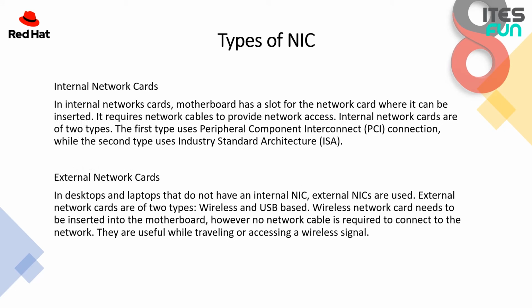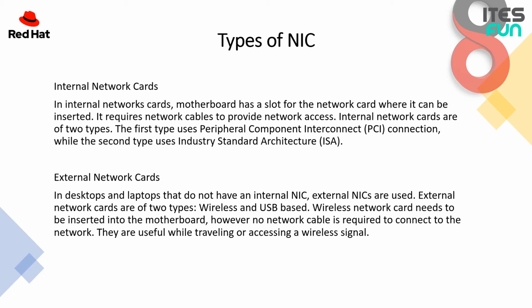Now, what are the types of network interface cards? The motherboard has a slot for the network card where it can be inserted. It requires network cables to provide network access, and the internal network cards are of two types. The first type uses peripheral component interconnect, which we call PCI, while the second type uses industry standard architecture, which we call ISA.